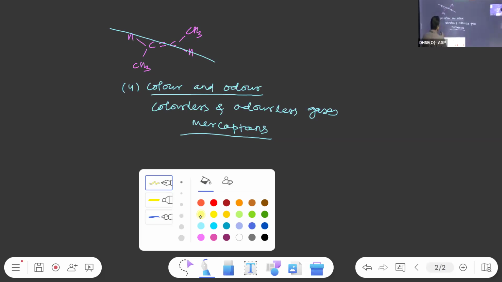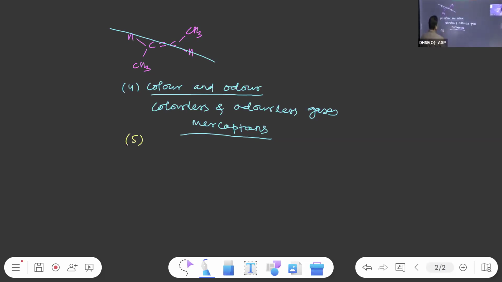Next, polarity. So, are alkanes polar or non-polar compounds?